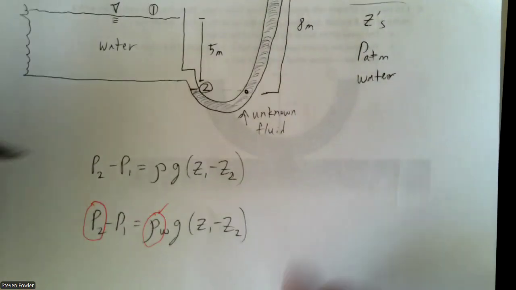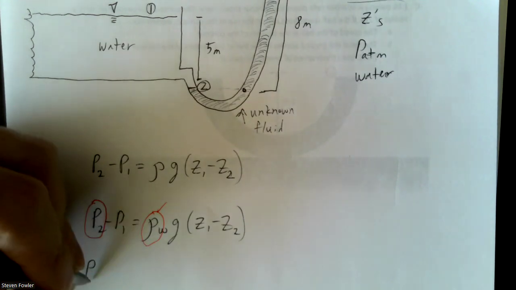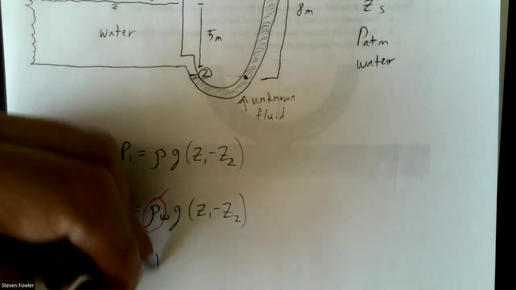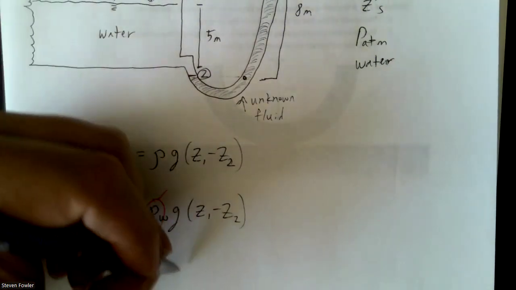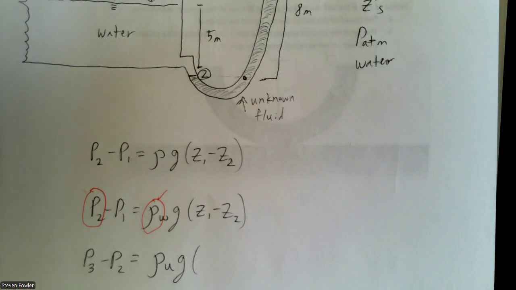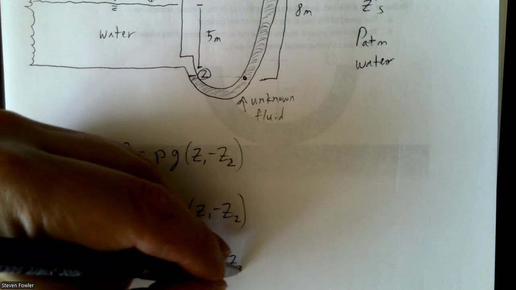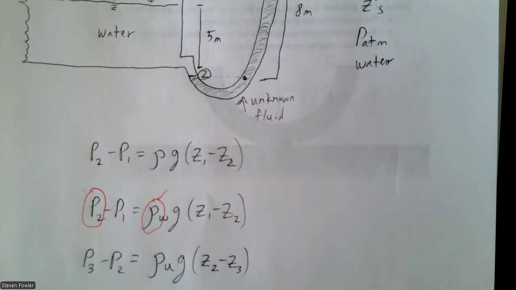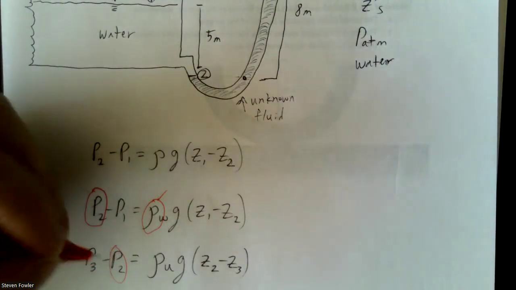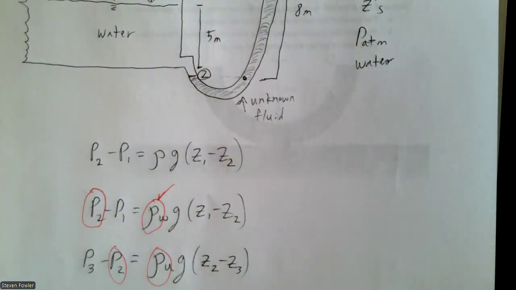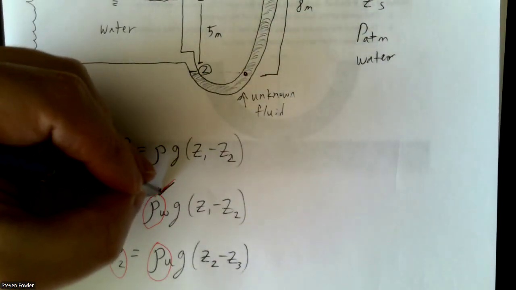So I could write an equation between points 2 and 3. I could say P3 minus P2 is equal to the unknown fluid density times gravity times the elevation difference. And if I'm doing 3 minus 2 here, this needs to be Z2 minus Z3 there. Now, what's unknown here? Well, what's unknown is P2 and my unknown density. I know the density of water. That's known. I should not have circled that in red, but I did. That's my mistake. I make those sometimes.